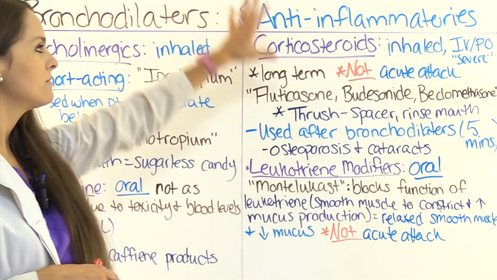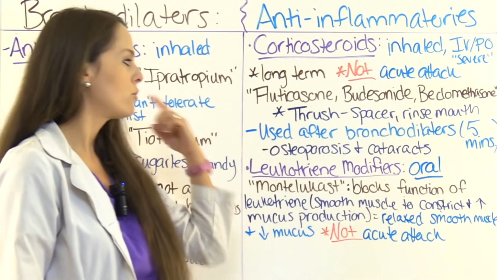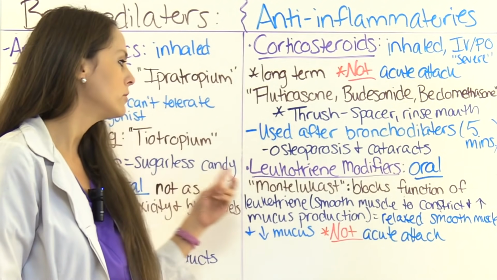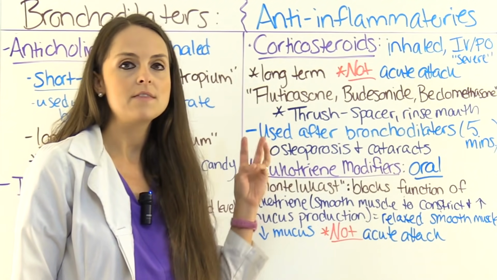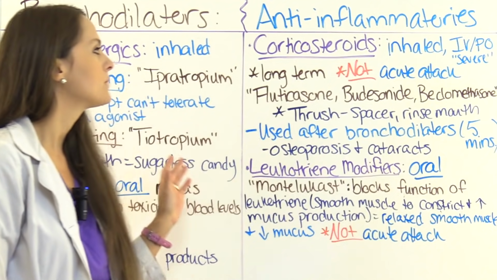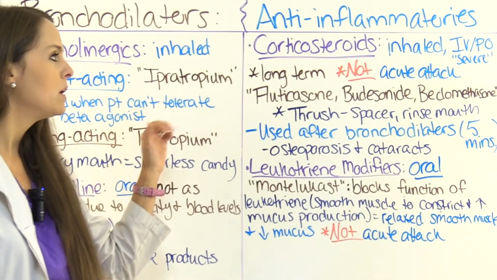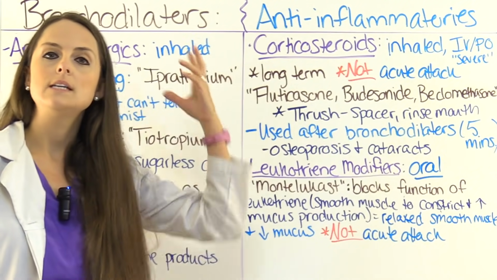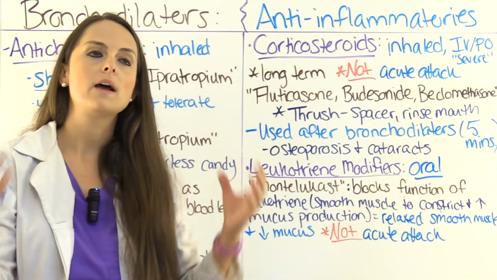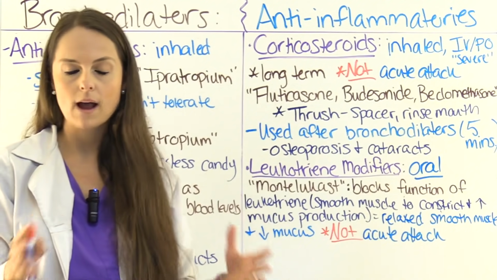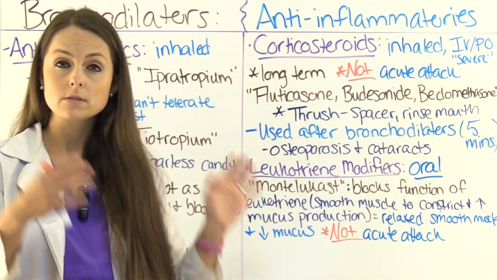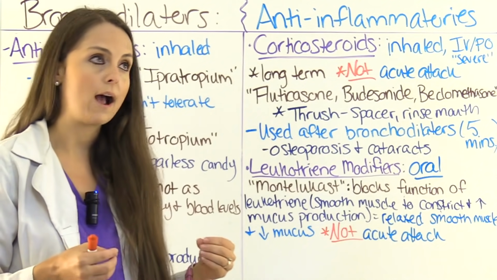Now let's look at our anti-inflammatories. Okay, we're going to go over corticosteroids, we're going to go over the leukotriene modifiers, and the immunomodulator drugs. Okay, so first, corticosteroids. What are they going to do? They're going to help decrease that inflammation. In a sense, they're going to suppress our immune system. And there's various routes patients can take these. Most common is the inhaled route.